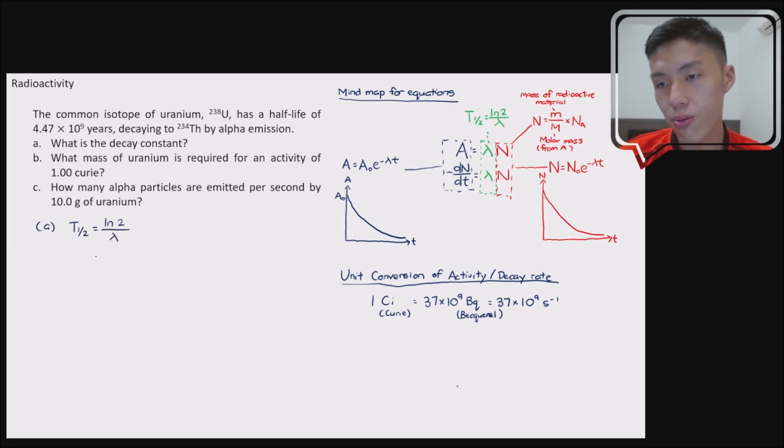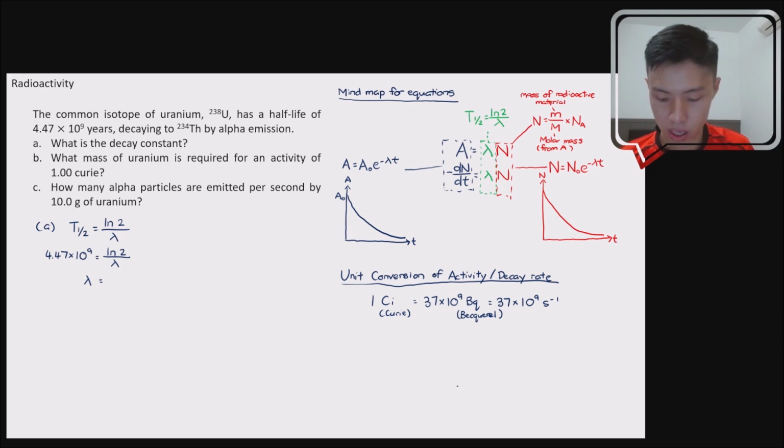Again, be very careful, be very mindful of the time unit that you use. In this case, if you substitute in your time as 4.47 times 10 to the power of 9, you have to remember that it's in the unit of years. So later on, when you calculate, your lambda should be in the unit of per year. Why? Because ln 2 over here is dimensionless, whereas the half-life here is in the unit of year. So if you observe the unit carefully, you see that lambda is per year in this case.